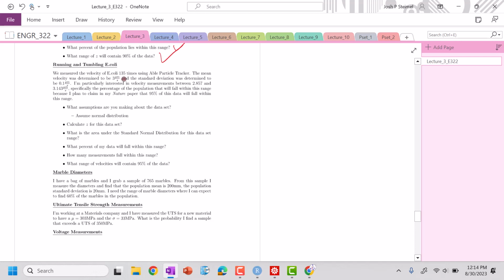So we measured the velocity of E. coli 135 times, so a large sample size. The mean velocity was determined, and we're going to assume that this is approximately our population, was 3. Our standard deviation was 0.1. I'm interested in the velocity measurements between this value and this value, and the percent that fall within that range. And I'm planning to claim that 90% of the data will fall in this range. So what assumptions are you making about the data? Normally distributed, large sample size.